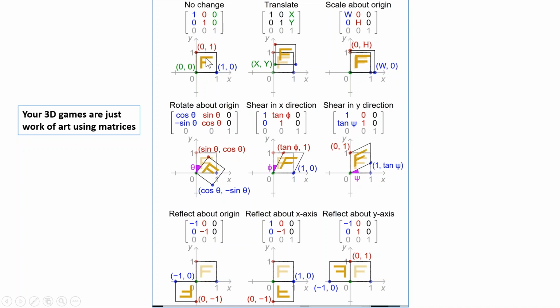If you just multiply all these points, the F points, by this one, nothing will happen. That is called the identity matrix or no change matrix. Are you with me? Yes, everybody? If you multiply all these points by this one, pre-multiply, nothing will happen. That's why it's the identity or no change matrix. If you want to move, translate, then you have to use this matrix. Okay, are you with me?